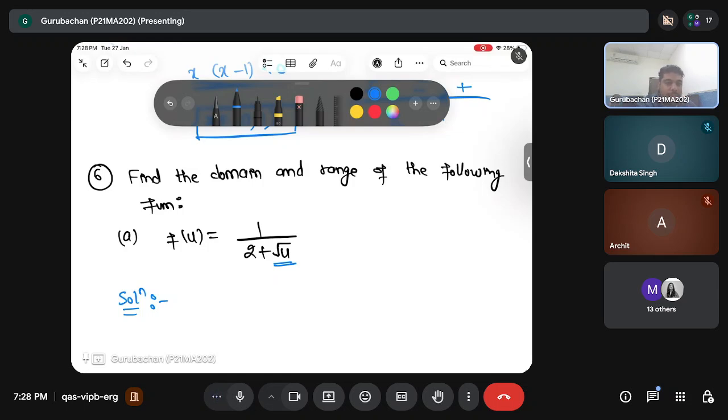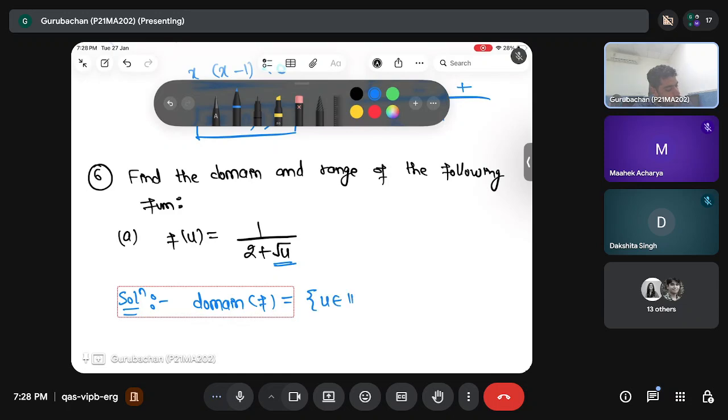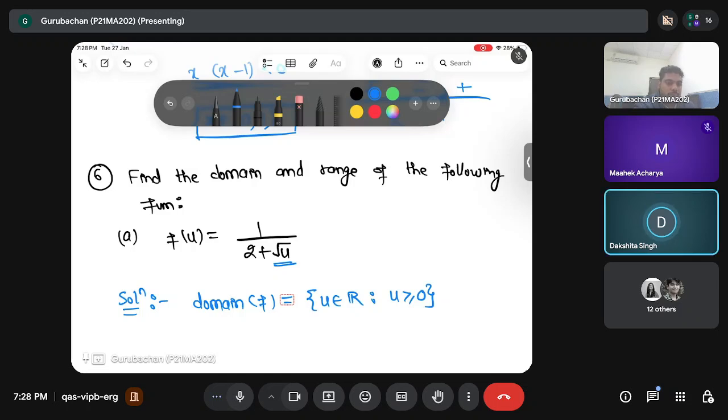Everybody agree? Yes. So that means the domain of f will be all those real numbers such that u must be greater than or equal to 0. Okay? Can the denominator be 0 at any place? No, sir. Why? It will become infinite.